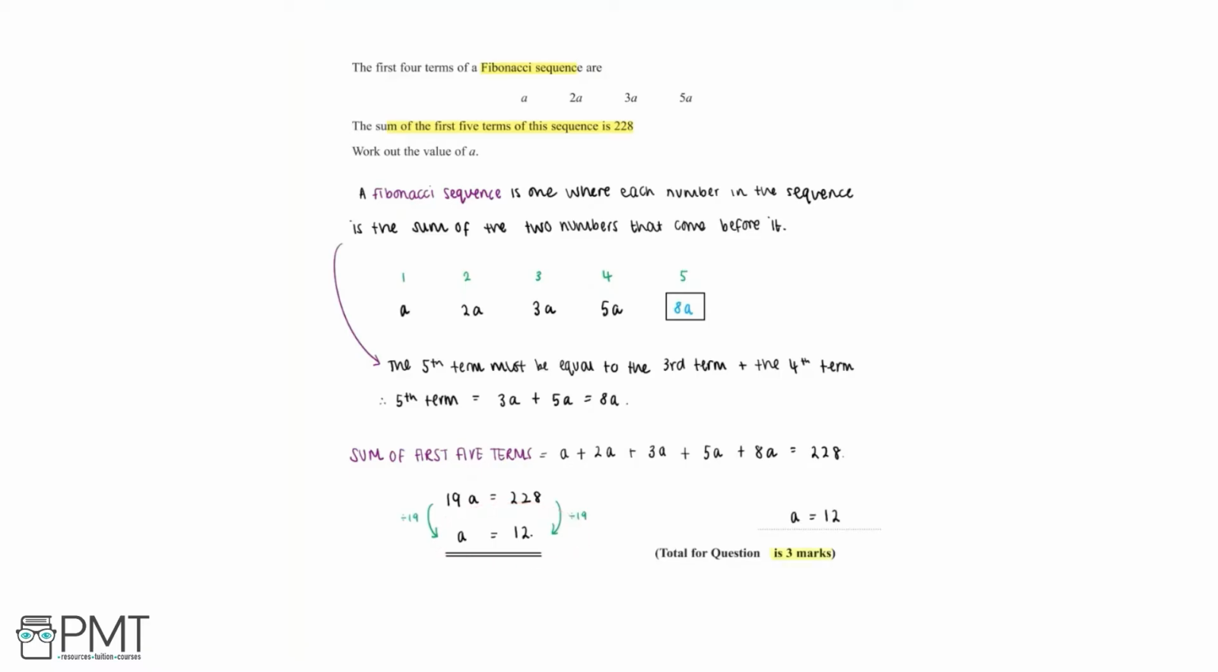Now this question is worth 3 marks. We get the first mark for finding that the fifth term of the sequence is equal to 8a. We get the second mark for setting up the equation a plus 2a plus 3a plus 5a plus 8a is equal to 228. And we get a third and final mark for simplifying and rearranging in order to find that the value of a is equal to 12, allowing us to achieve the full 3 marks needed in this question.